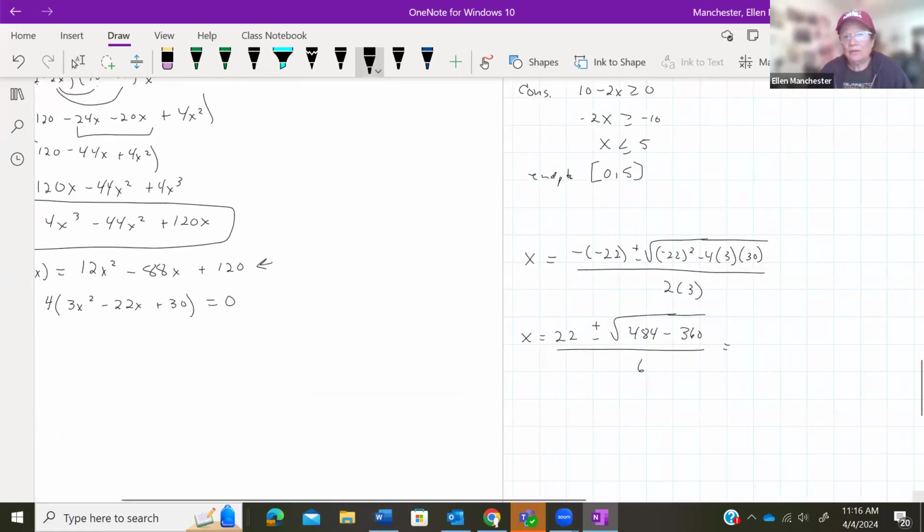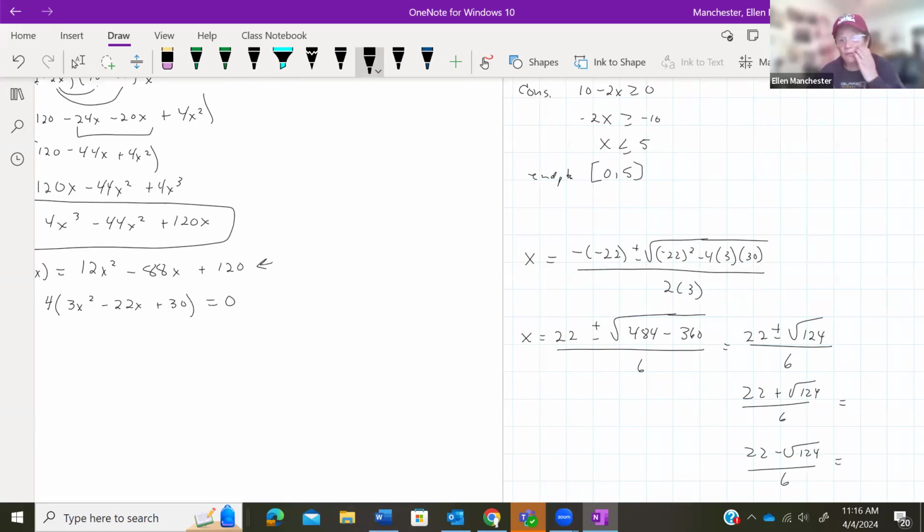And then I get 22 plus or minus the square root of 124 all over 6. And now I can separate these. So I get 22 plus the square root of 124 over 6 and get an answer there. And then 22 minus the square root of 124 over 6 and get an answer there. Okay, so don't let the quadratic formula scare you. It's just a formula. You plug the values in and you calculate.